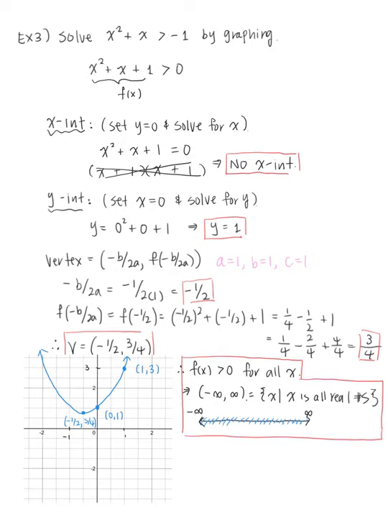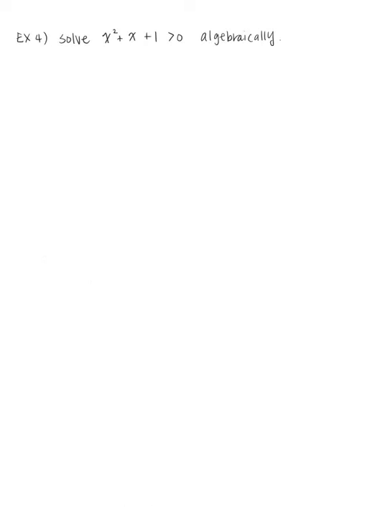Now, for example 4, for the next example, let's just do this algebraically. No more graphing. So here's example 4. Solve the same inequality, x squared plus x plus 1 is strictly greater than 0, algebraically. Okay, so we're going to follow the same exact steps that we did before. So step 1, factor. But the thing is, were we able to factor this over the real number line? I don't think so. So this cannot be factored.